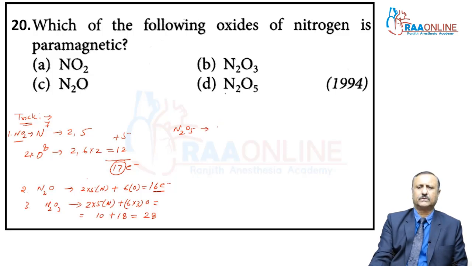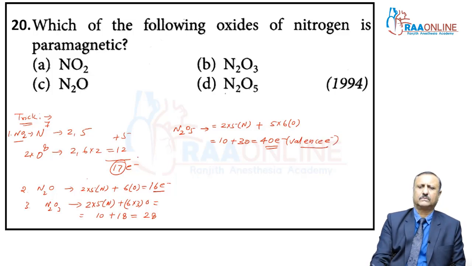Here, my dear students, nitrogen has 5 valence electrons, 2 into 5 for nitrogen, plus 5 into 6 for oxygen. So you get 10 for nitrogen plus 30 for oxygen. So you have a total of 40 electrons for N2O5. These are valence electrons; we have calculated only valence electrons.